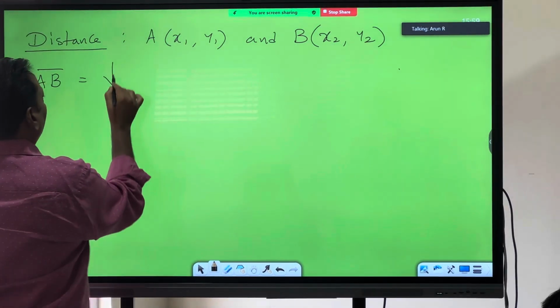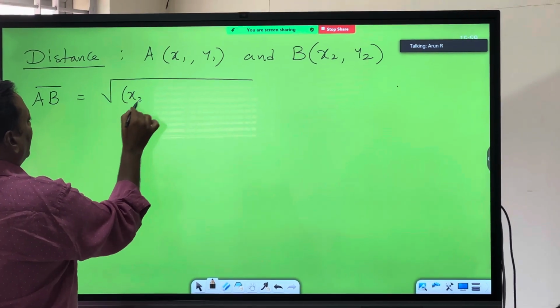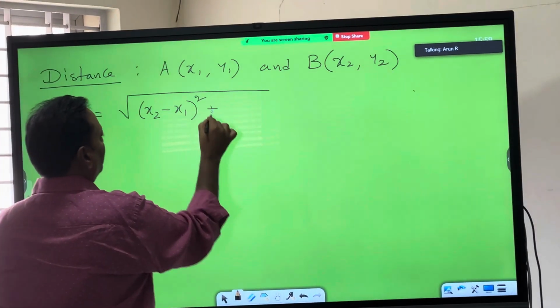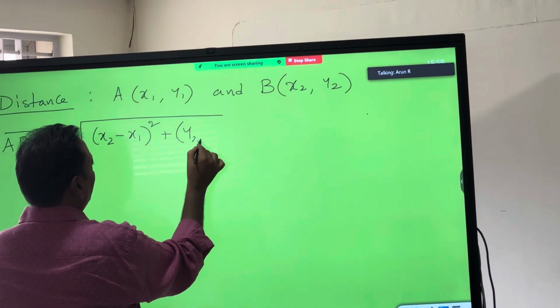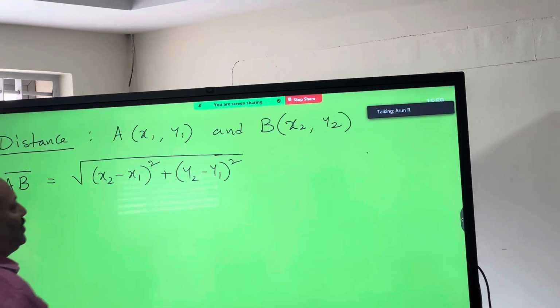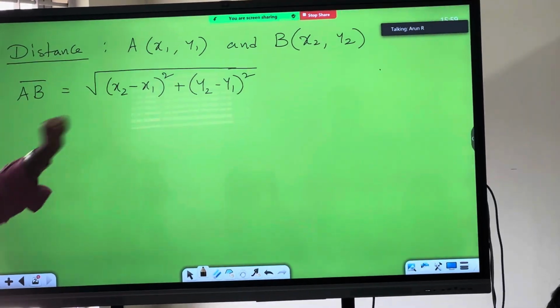So there is a formula to find the distance between them. I can write the difference between x coordinates and square it, plus the difference between y coordinates and square it. And of course apply the square root for the entire thing. This gives you the distance between 2 points.